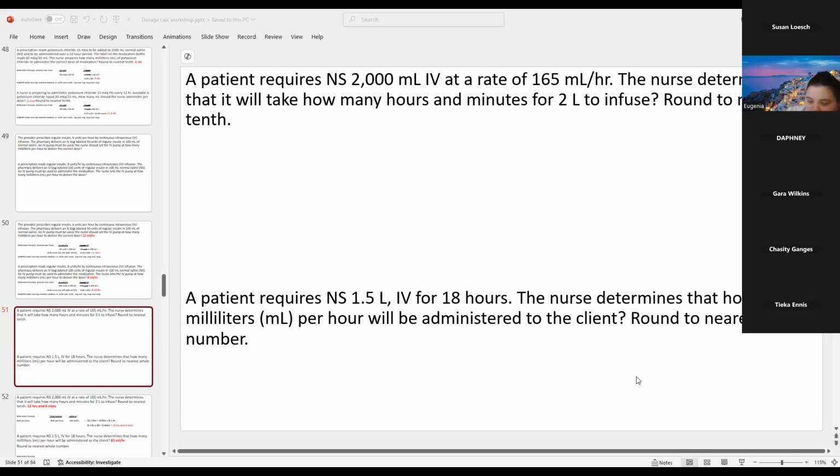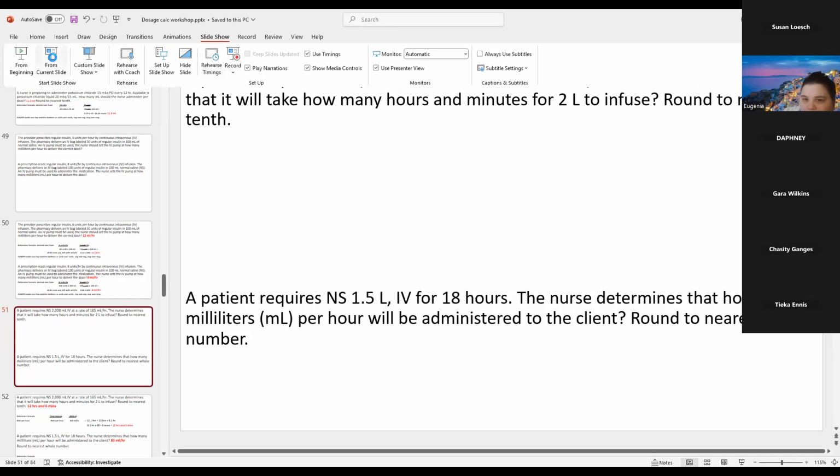All right, so let's go to this one here. So we are recording now, and you guys can see the one that says a patient requires normal saline 2,000 mLs at a rate of 165, right? Okay. So this is asking us how many hours and minutes the infusion is going to take.